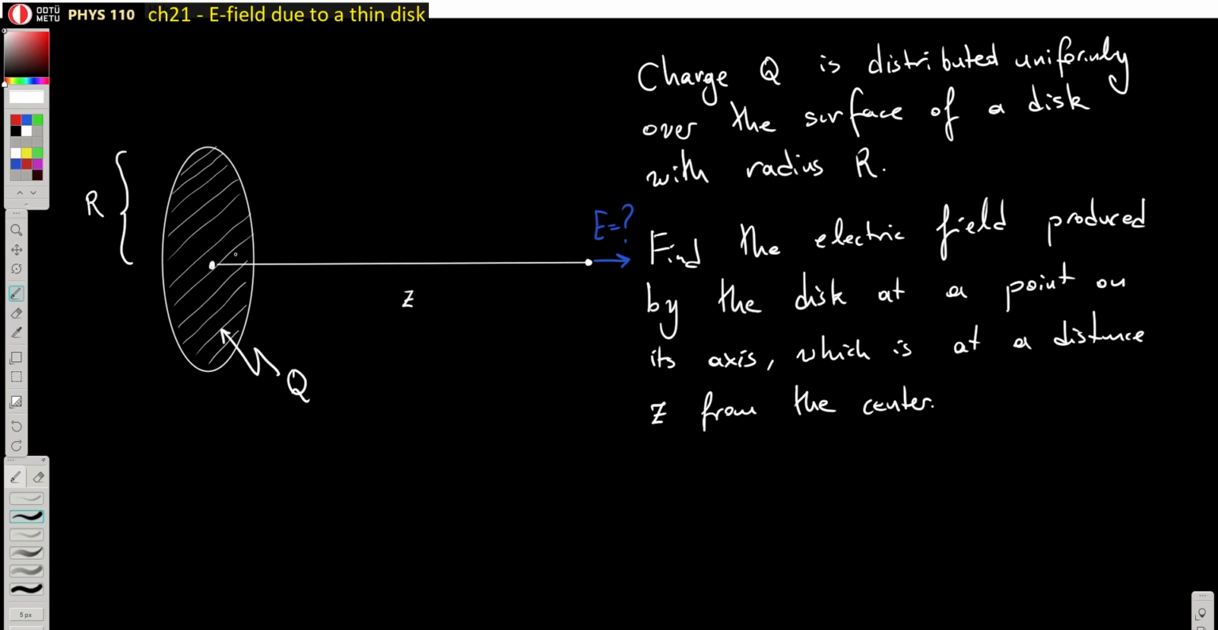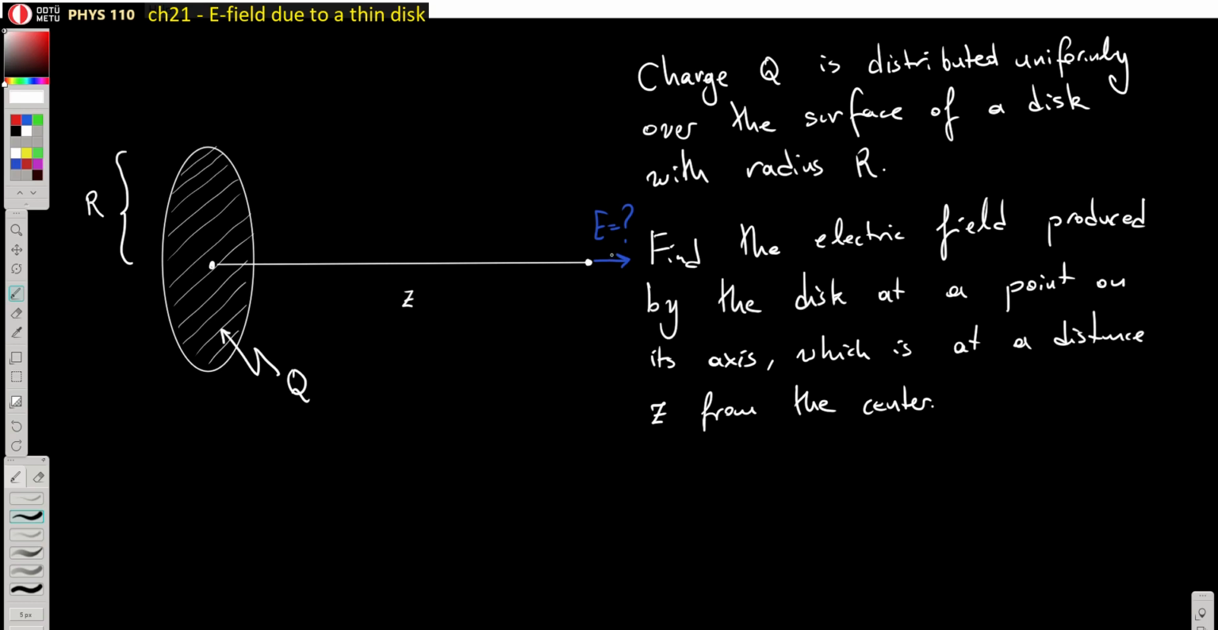And then we consider a point on the symmetry axis of the disk. Let's remember that the symmetry axis is the line that passes through the center of the disk and is perpendicular to the plane of the disk. So we consider a point on that line with a distance z from the disk, and we would like to compute the electric field at that point. This is one of the problems that we can solve by doing a proper integral, obviously.